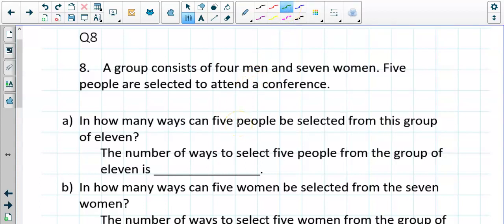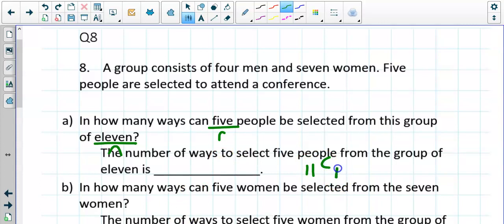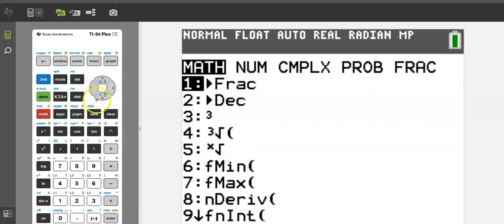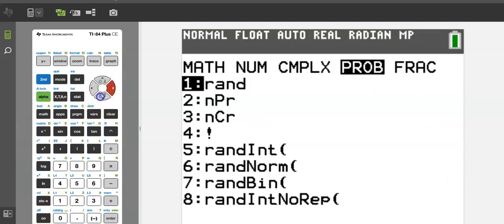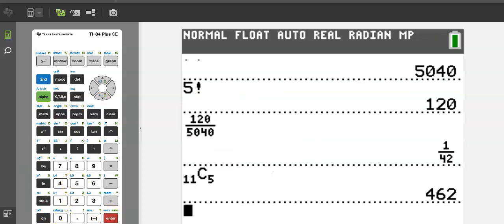So part A, it says, how many ways can 5 people be selected from this group of 11? Well, 11 is the N, 5 is the R, so we want to run 11C5. Okay, so we go to our calculator, 11, math, probability, all the way down to number 3, 5. So there are 462 ways we could choose groups of 5 from the 11.